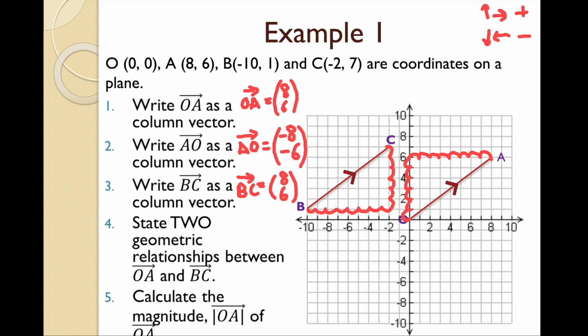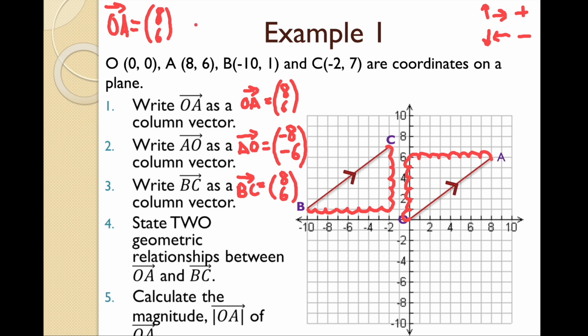Okay, so with this part now, we have BC as 8, 6, right? But what if I told you we had OA first? So O to A is 8, 6. If we didn't have that, we would have known that since it's the origin, once everything comes from the origin, that is the coordinate. So OA would be 8, 6.